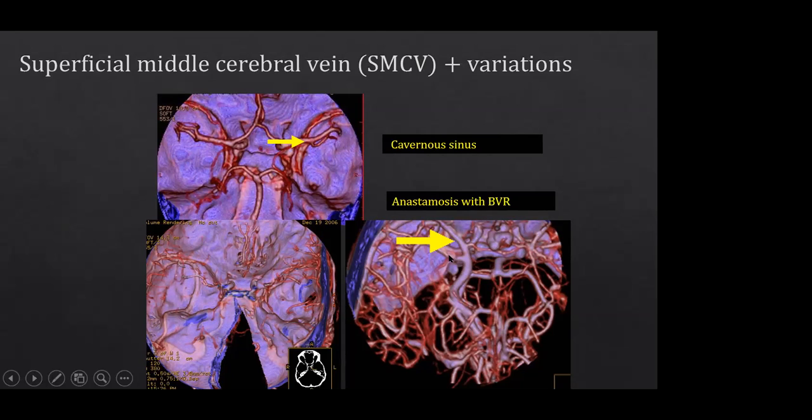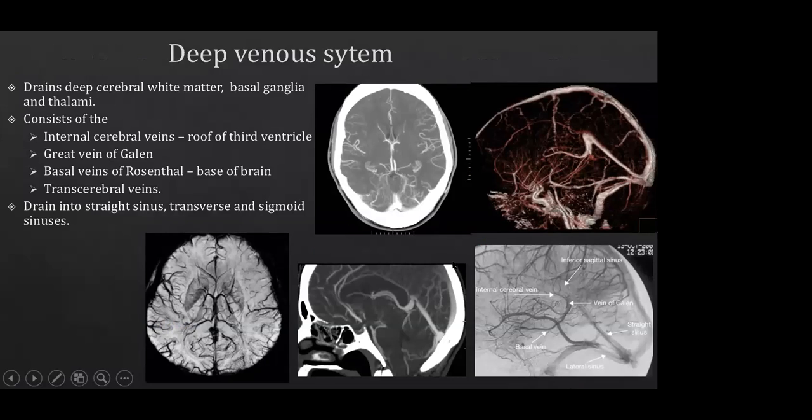And it's important to identify this venous anatomy, especially if you're planning treatment around these venous structures, be it a fistula or a tumor or an AVM. So that's a bit about the superficial veins. Let's look at the deep venous system now.